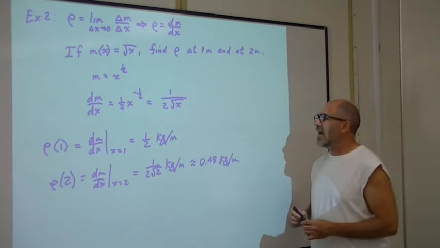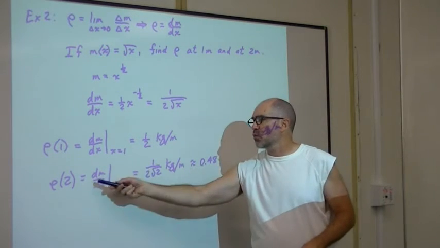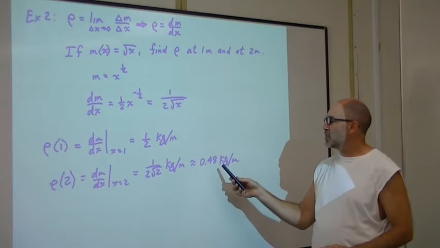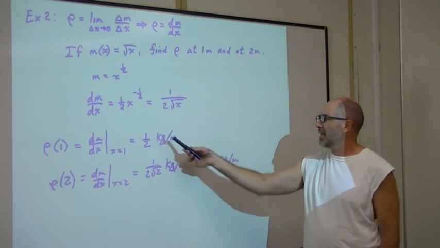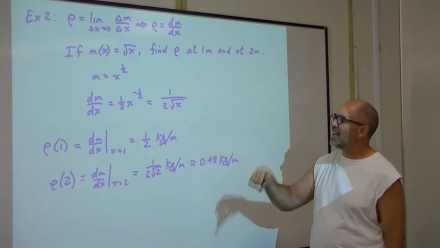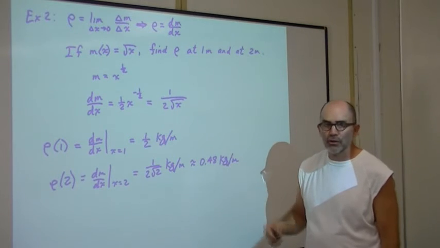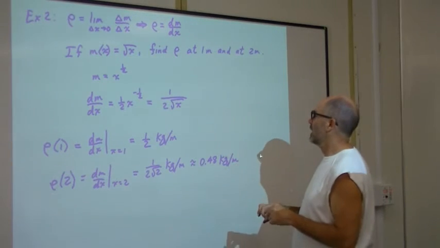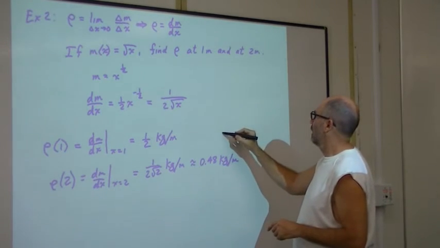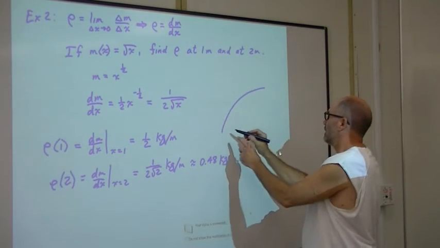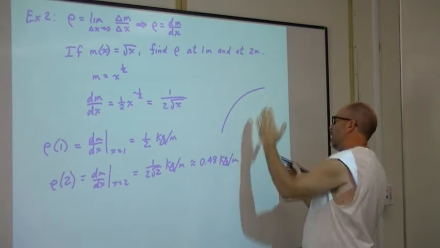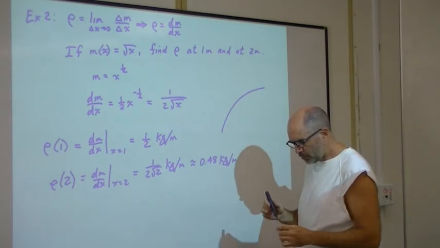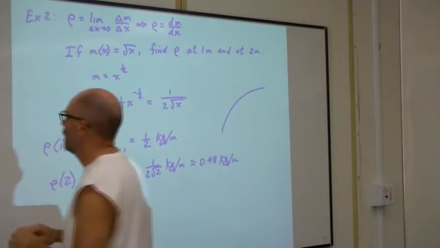So notice as I move from left to right on this rod, the rate of change of density is getting smaller, although the density itself is getting larger. So basically, what's that curve look like? It looks like this. Notice it's getting less and less steep, but it's still going up. Okay, cruising onward.